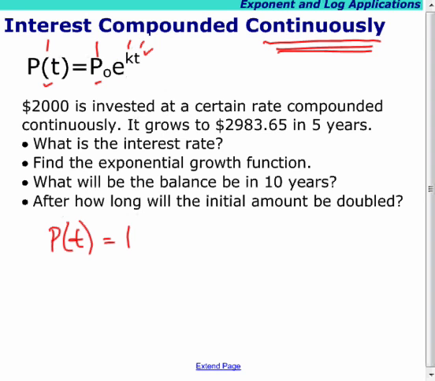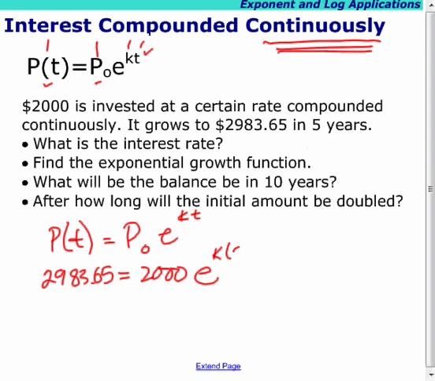P of t is equal to P0 e to the kt. I always like writing my formula down. The amount of money after a specific time is 2983.65 is equal to, I started with $2,000 times the number e raised to the k. I don't know the interest rate, but I do know that it was in there for 5 years. Now you see that this question is set up just like the one we did before. To solve for k, it's in the exponent. I must isolate that base.